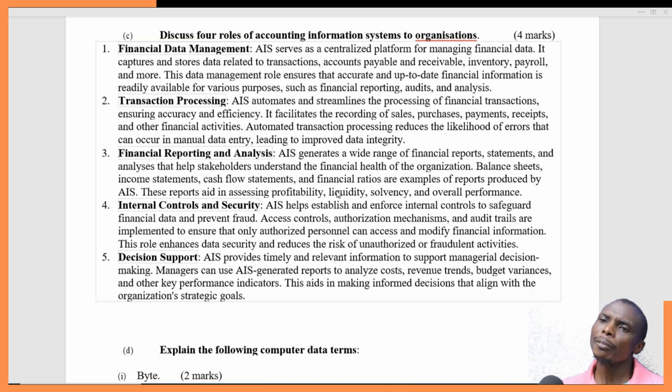Then the second one, we have transaction processing. So transaction processing helps in financial transactions. It ensures that there is accuracy and efficiency in all the transactions that are made. This one will get the recording of sales, purchases, payments, receipts, and other financial activities. So transactions involve anything that deals with money.